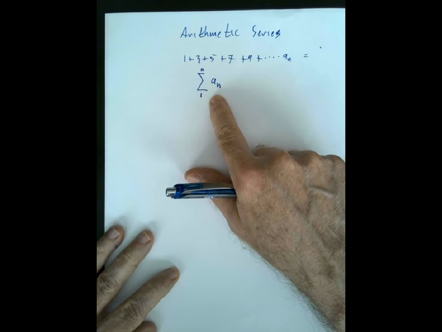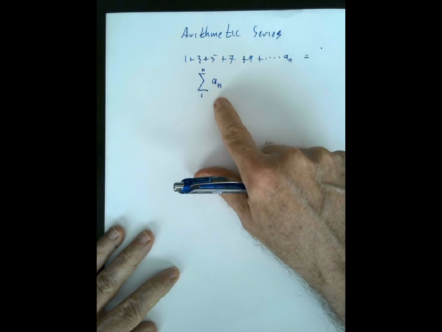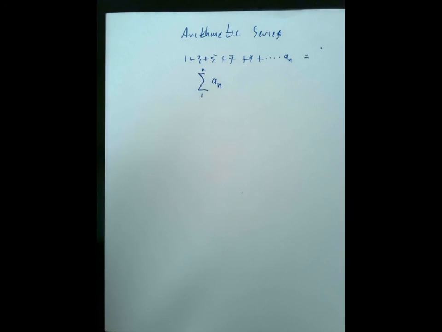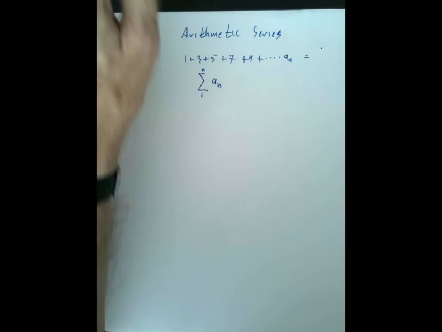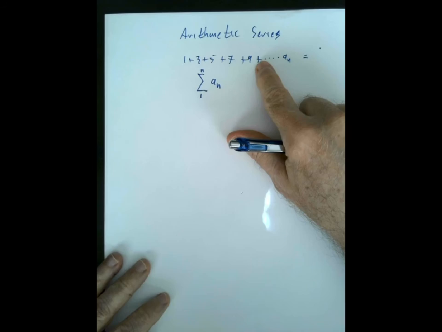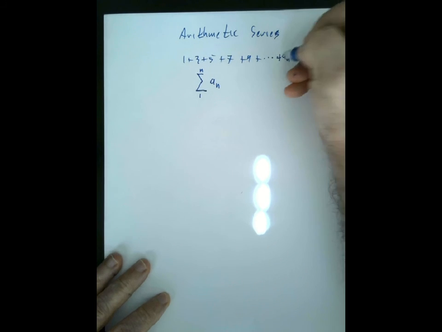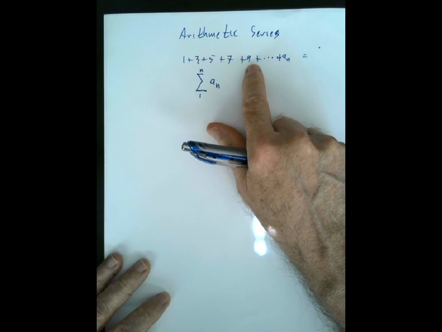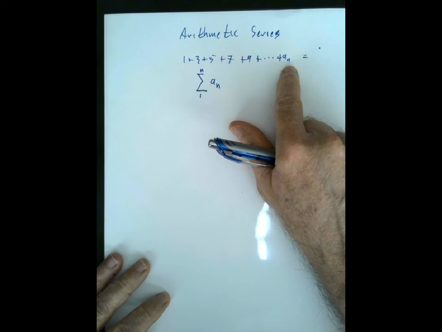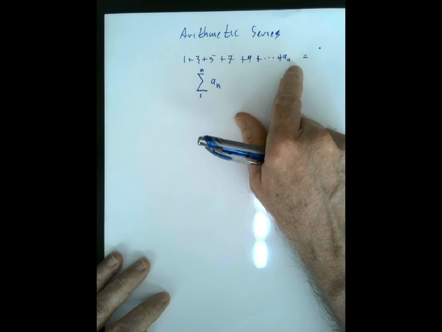If we're adding a finite number of terms, our series could be written like this in expanded form: 1 plus 3 plus 5 plus 7 plus 9 plus ... all the way up to whatever the final term is. And if this is a big number, then we don't have to write out all the terms. We can put plus and then ... and the last term, like this.